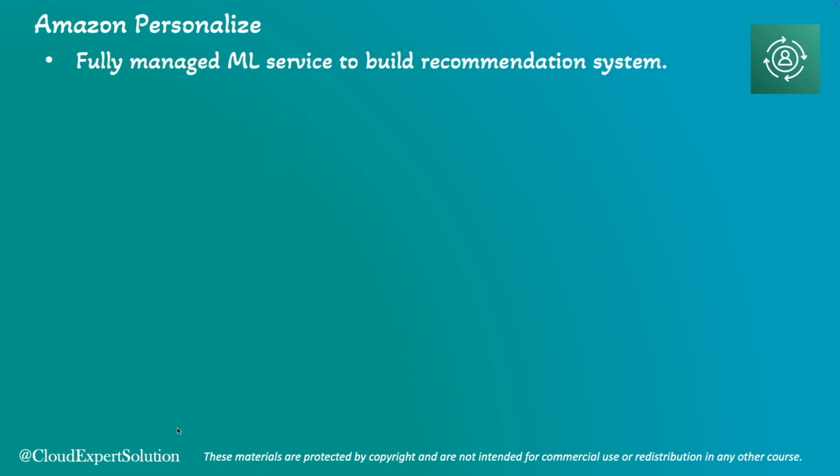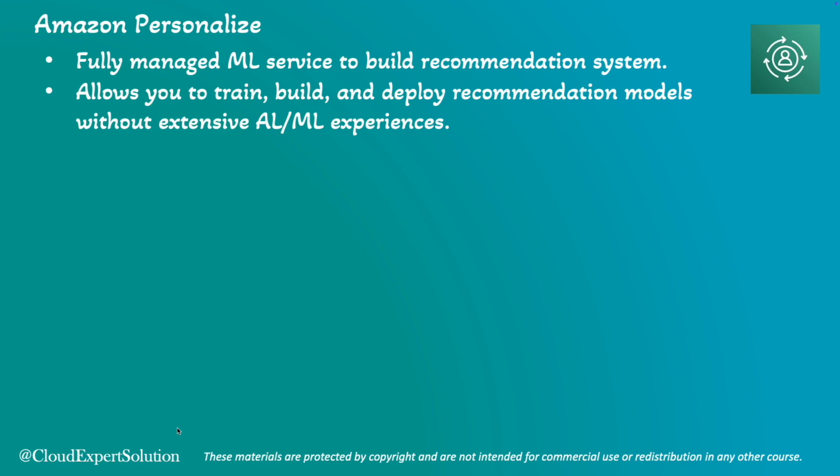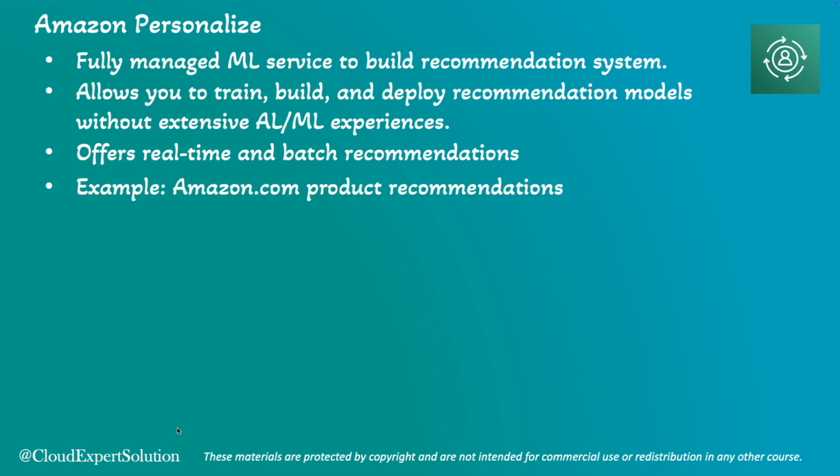Amazon Personalize is a fully managed machine learning service provided by AWS that enables developers to build applications with real-time personalized recommendations. You don't need extensive AIML experience to build the recommendation system using Amazon Personalize. Amazon Personalize can provide recommendations based on real-time data, historical data, or a mix of both. It uses advanced machine learning algorithm to deliver highly accurate recommendations, making it a powerful tool for various applications.